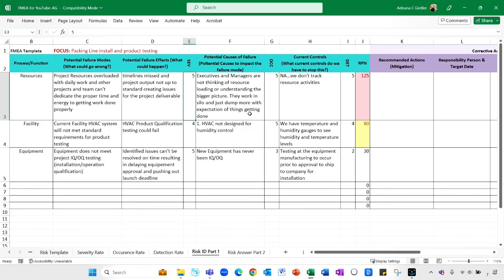They work in silo and just dump more with expectations of things getting done. This is actually a common problem in a lot of organizations. Now, we then talk about the occurrence rate. And for our team, we said this was a 5. So let's take a look at the occurrence rate.